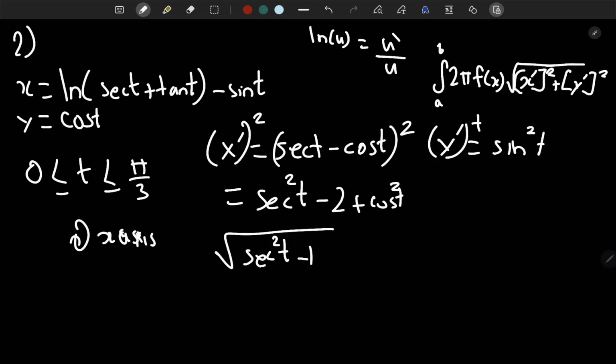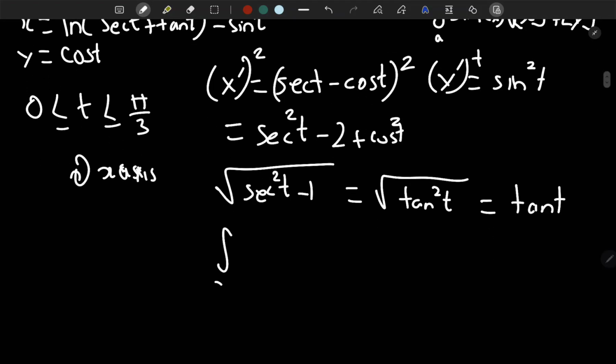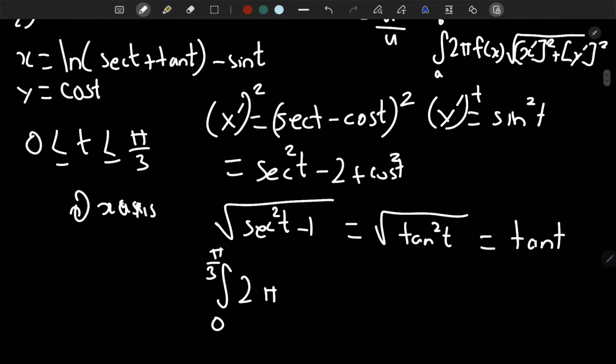Now if you remember this, secant squared t minus 1 is an identity which is equal to tan squared t. So if you remember your identities, secant squared t minus 1 is equal to tan squared t. So now this is pretty straightforward. This is equal to tan t, and now let's write the final integral. It's going to be from 0 to pi over 3 of 2 pi, and we need a y over here, so the function itself, cosine t, multiplied by tan t dt.